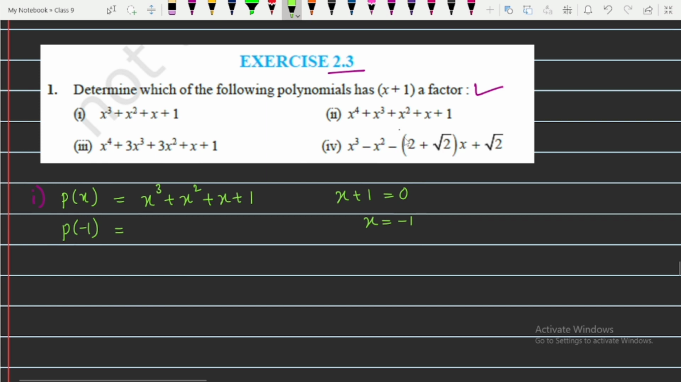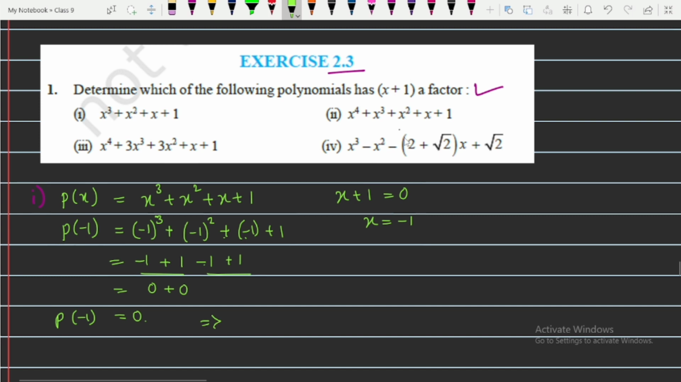Okay, so I am going to find p(-1), that is (-1) whole cube plus (-1) square plus (-1) plus 1. So (-1) cube is minus 1, (-1) square is plus 1, this is again minus 1, then lastly plus 1. So you can see minus 1 plus 1 is 0, again minus 1 plus 1 is also 0. So the answer is 0, so p(-1) equals 0.